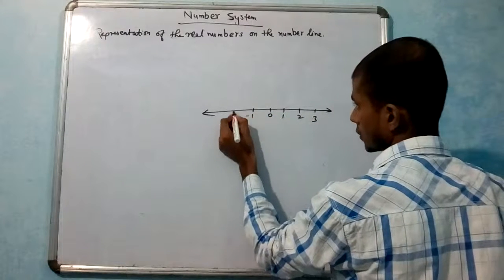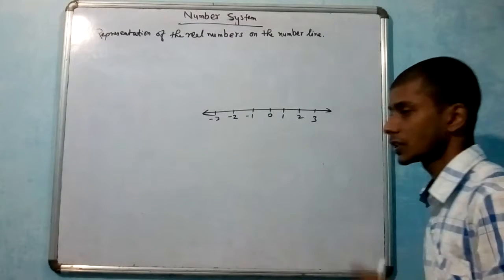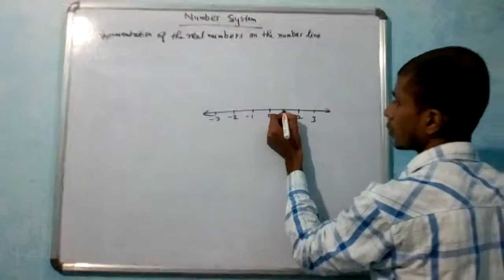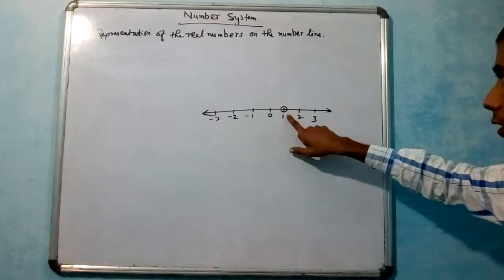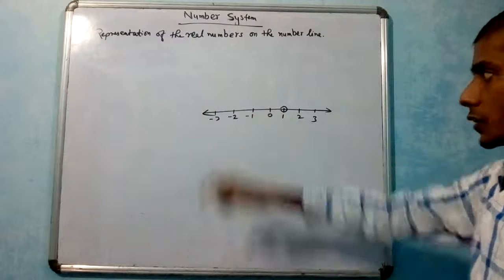All the numbers, that is the number line. If I ask you to represent 1, how to represent 1? This is the point for the representation of 1. Yes, easy. 1, 2, 3, 0, -1, -2, -3 we can represent.